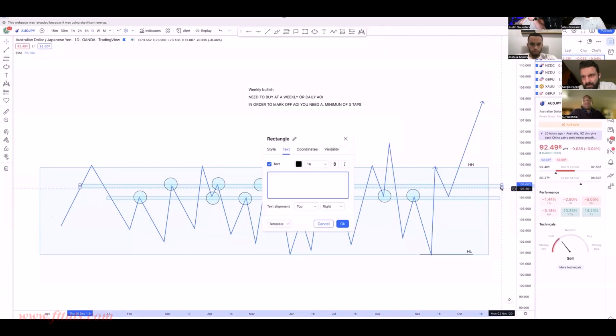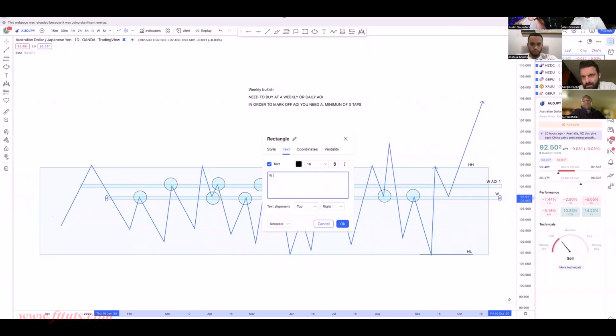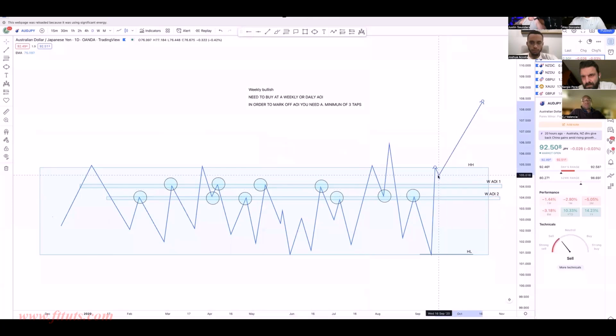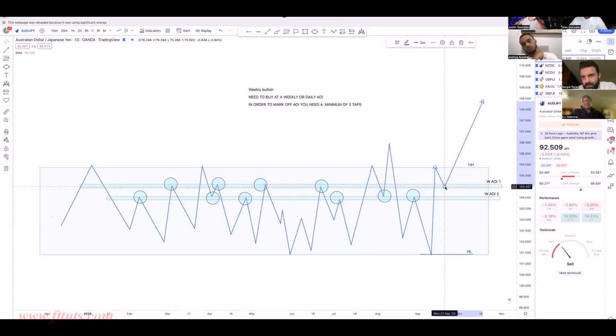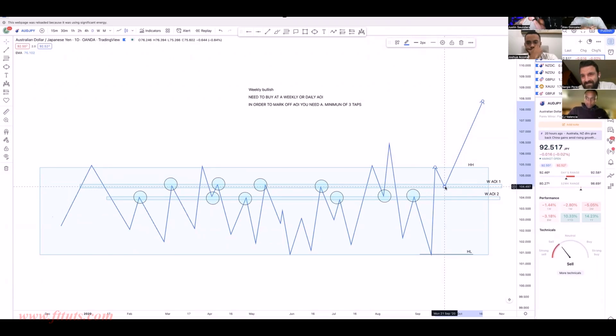So this would be weekly area of interest 1. This would be weekly area of interest 2, meaning whenever price retraces into this spot, we want to apply the strategy. I still haven't taught you guys my strategy. All I'm teaching you right now is just how to read the market. That's all I've been doing so far, getting you guys to properly understand market structure. This is just how to understand it.